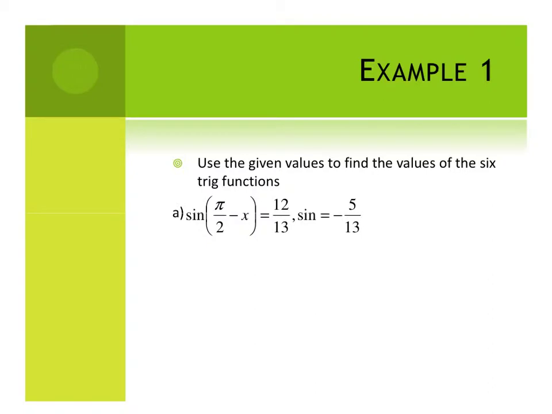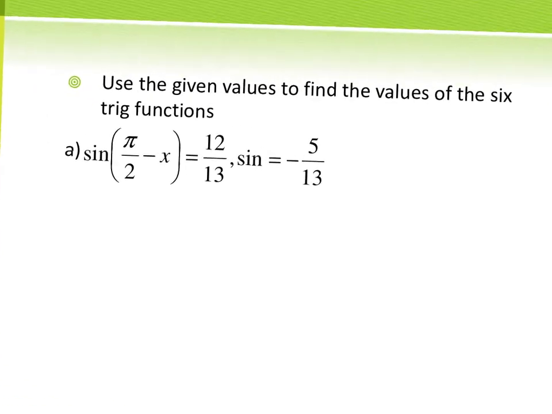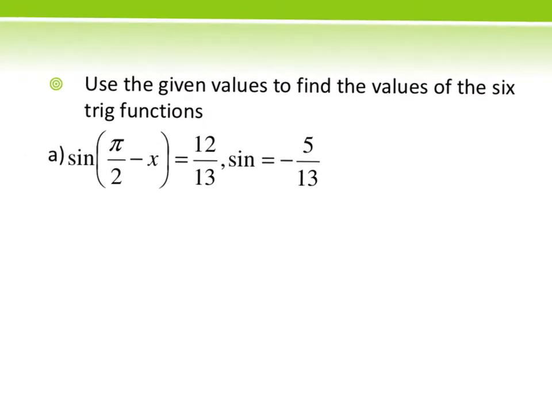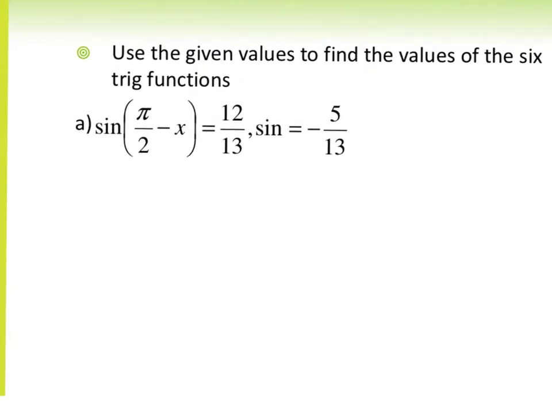Alright, so let's take a look at example number 1. In this first example, it says use the given values to find the values of the 6 trig functions. Okay, here it's telling me that sine's negative. So I know sine's only negative in quadrants 3 and 4. Because this is coming out positive, remember here, the first step to do is identify, are they giving you any of those identities we just looked at?